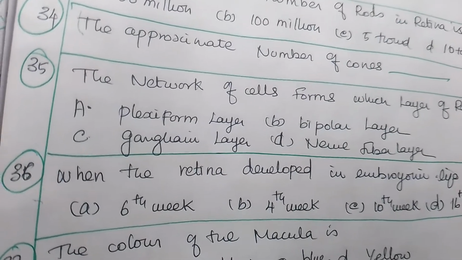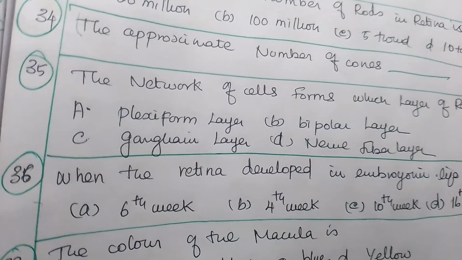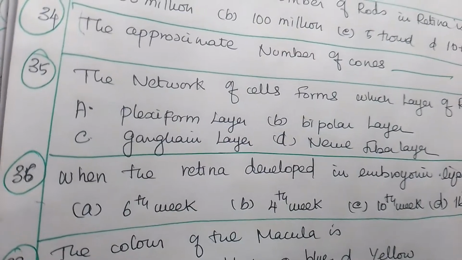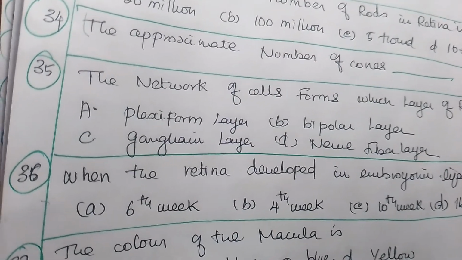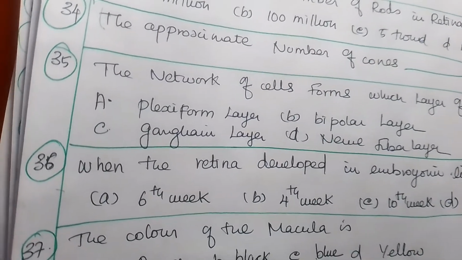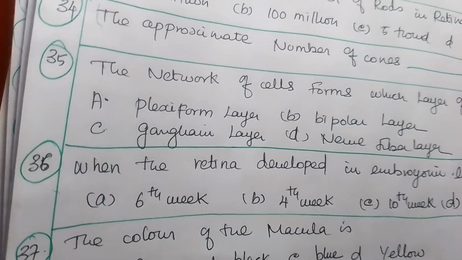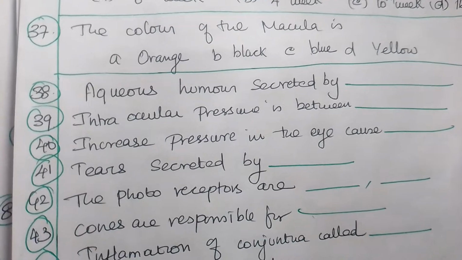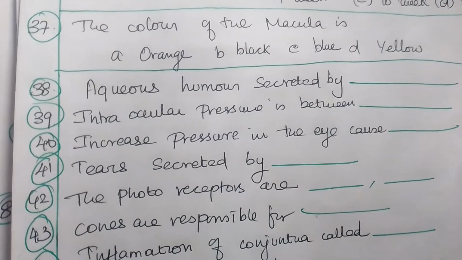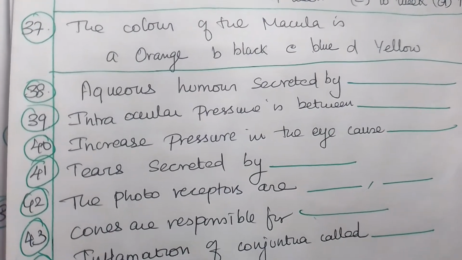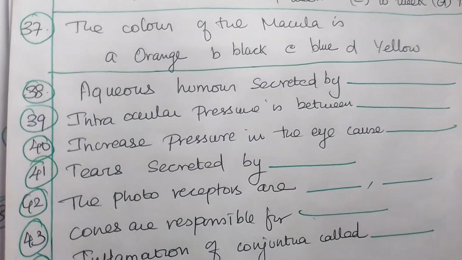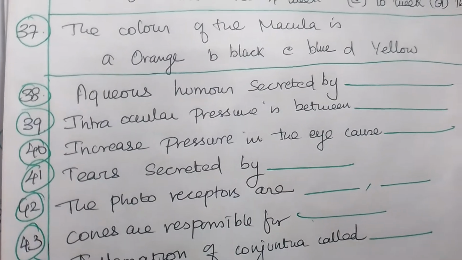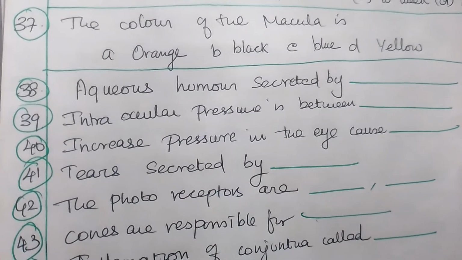When the retina develops in the embryonic life, 6th week, 4th week, 10th week or 16th week? Yes, answer is 4th week. The color of the macula is A. orange, B. black, C. blue, D. yellow. So the color of the macula is yellow. So the answer is D.